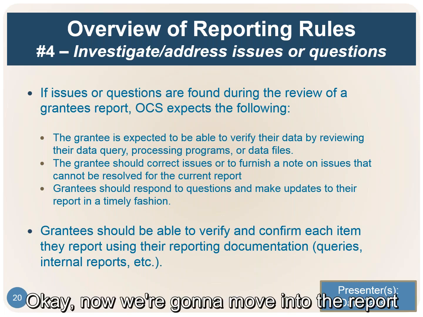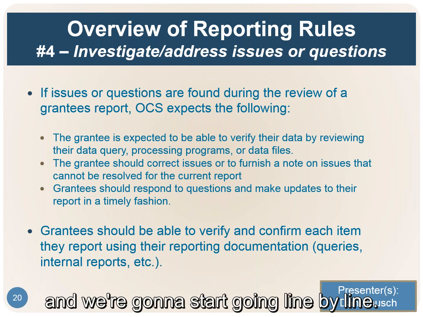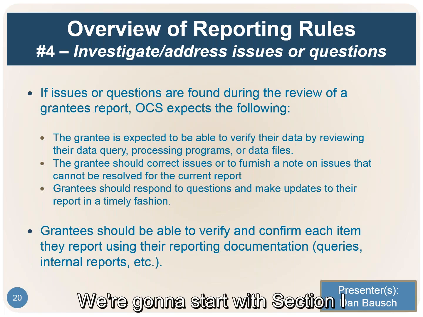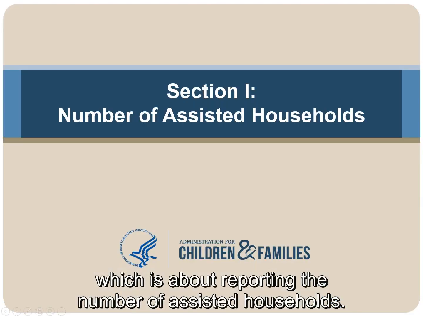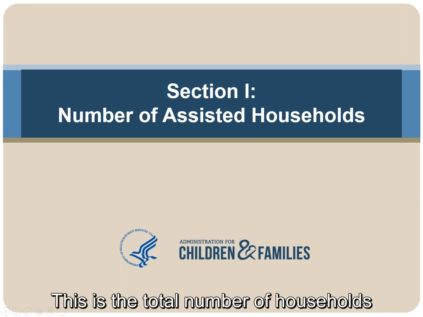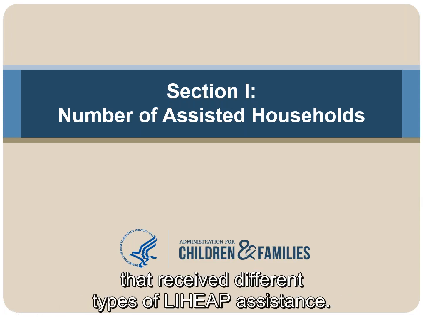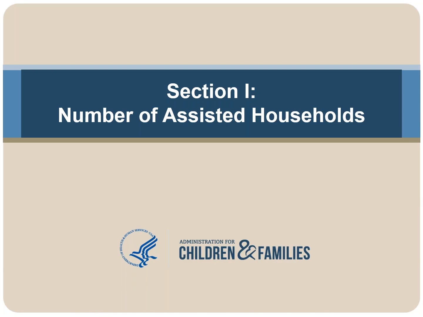Okay, now we're going to move into the report and we're going to start going line by line. We're going to start with section 1, which is about reporting the number of assisted households. This is the total number of households that receive different types of LIHEAP assistance.